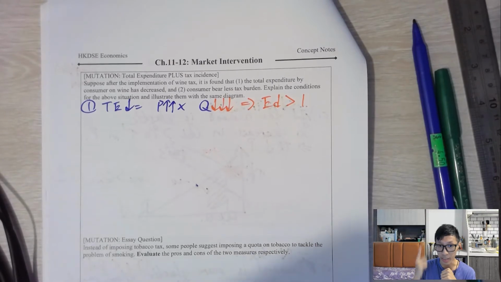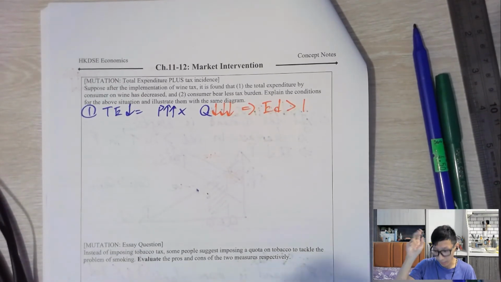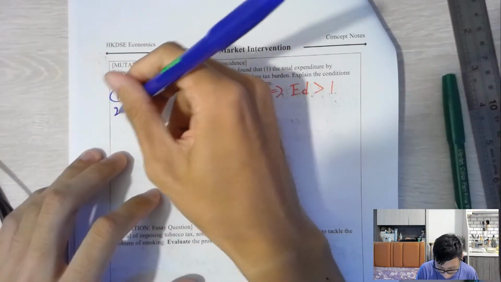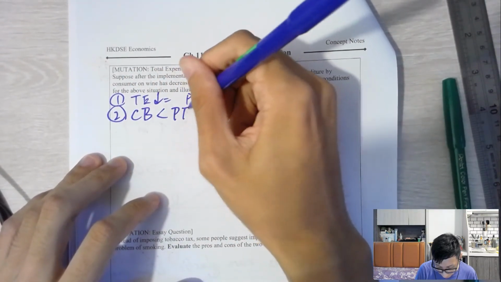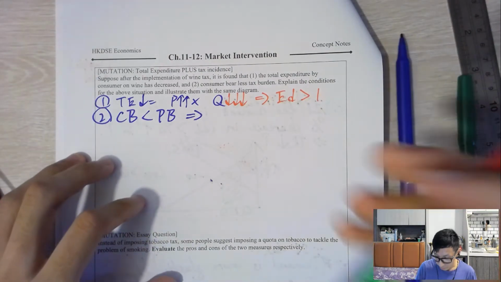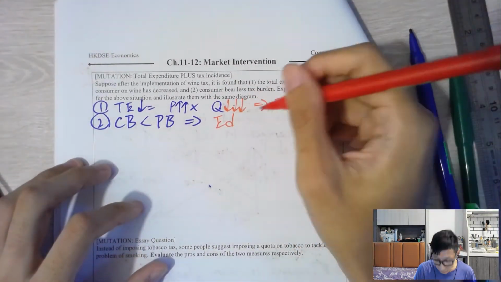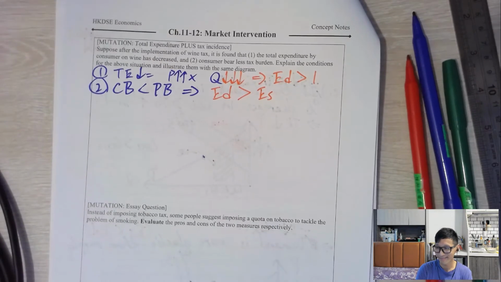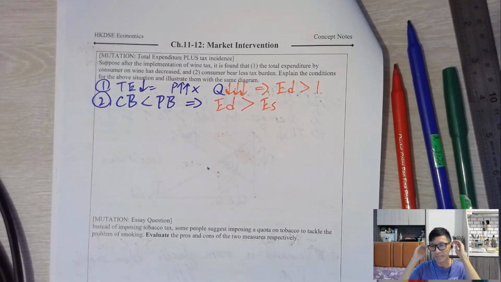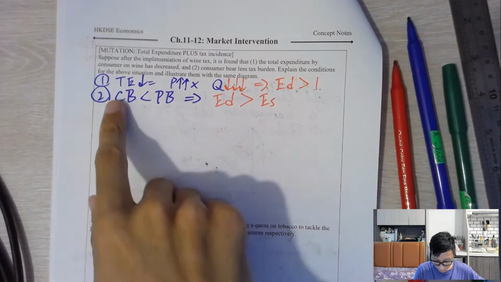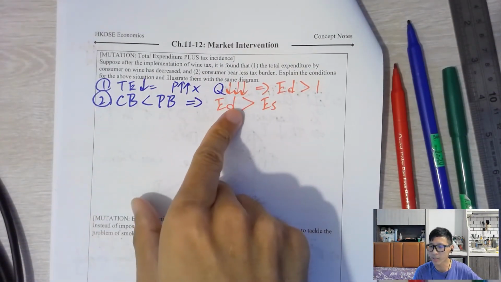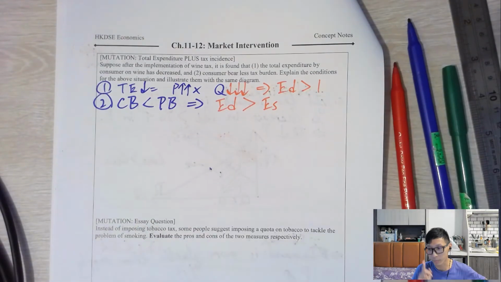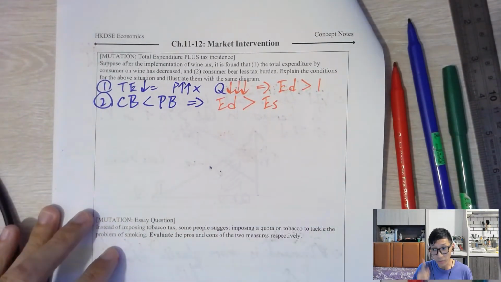首先第一個 condition, ED 要大過一. Second, consumer bears less burden. CB smaller than PB. What does that mean? It means that ED needs to also be bigger than ES. Okay, I'm done. 是不是我沒寫錯啊? Bearing less burden, yes, this means ED bigger than ES. 有沒有想錯啊? Bearing less burden means more elastic.